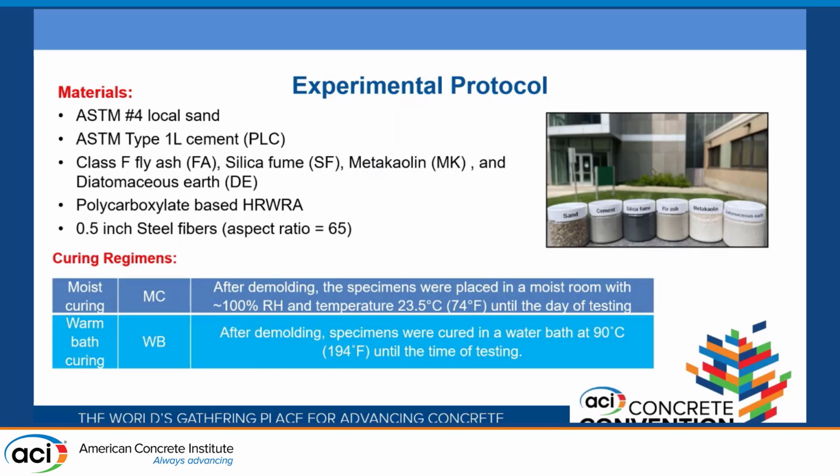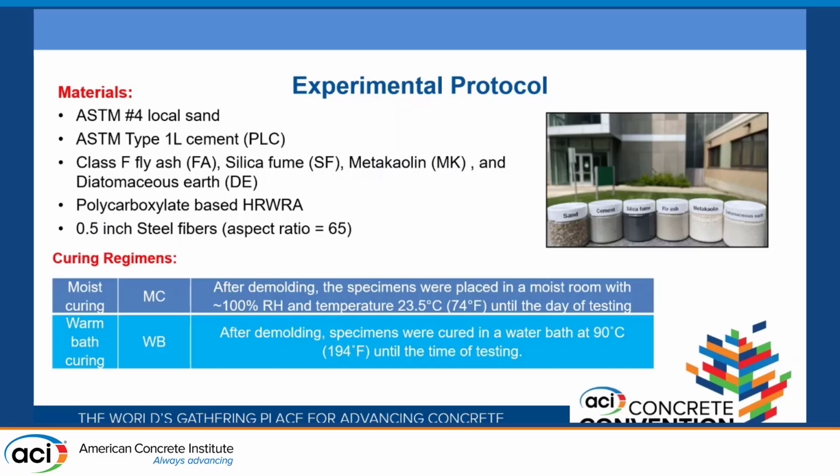In this research, local sand conforming to ASTM number 4 and type 1L cement are used. Class F fly ash, Diatomaceous Earth, silica fume SF100 and Metakaolin MK 828 from Master Builders are used as SCMs. Polycarboxylate based HRWRA Master Glenium 3030 from Master Builders is used, and also steel fibers with an aspect ratio of 65.